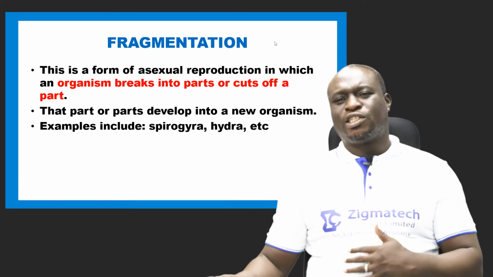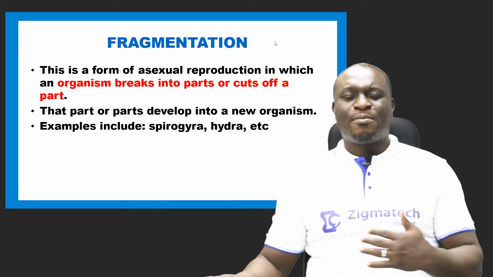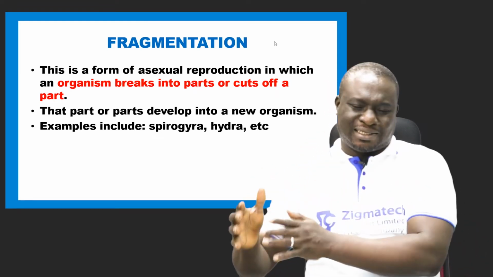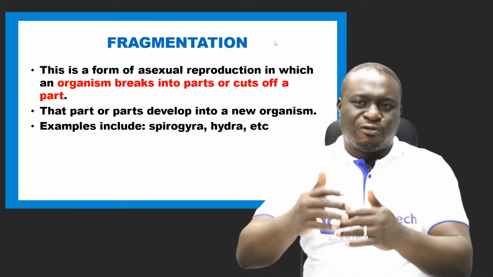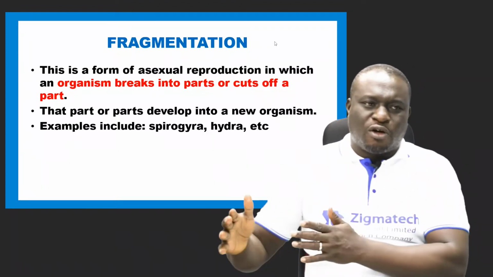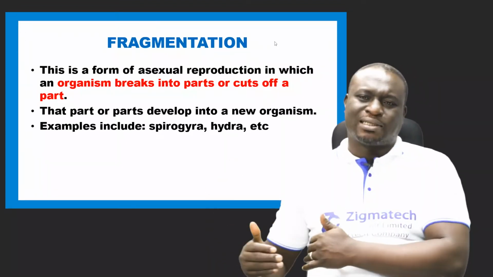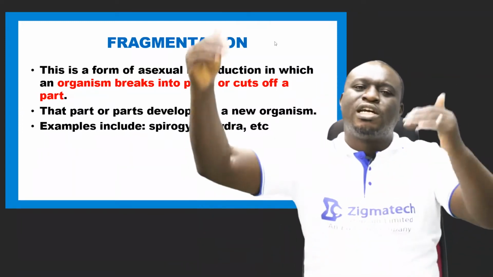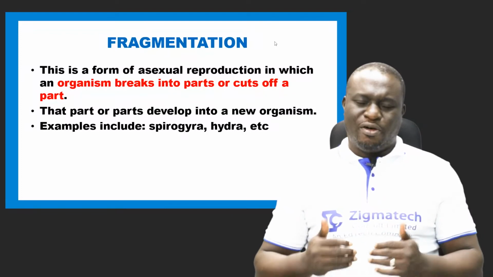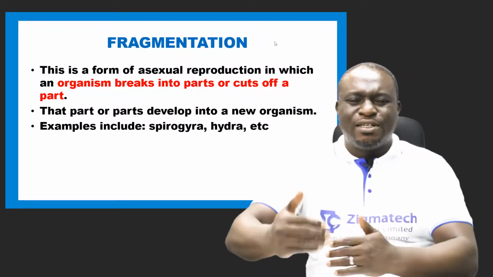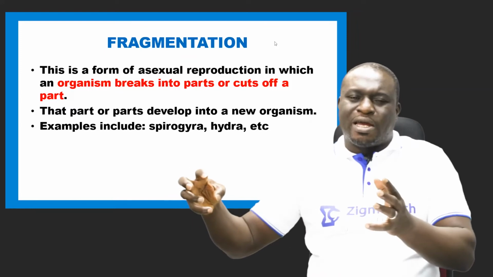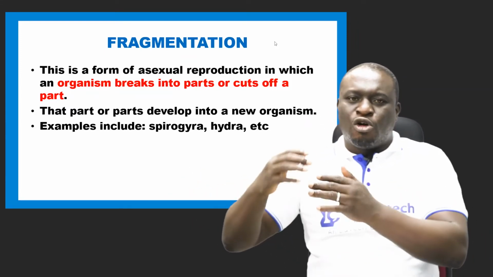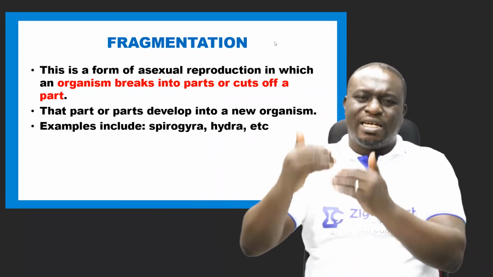Fragmentation. Now, what is fragmentation? It is a type of asexual reproduction in which an organism breaks into parts or cuts off a part. These parts it breaks into later develop into new individuals. I repeat, these organisms break into parts or cut off a part, and that part that is cut off grows into new individuals.